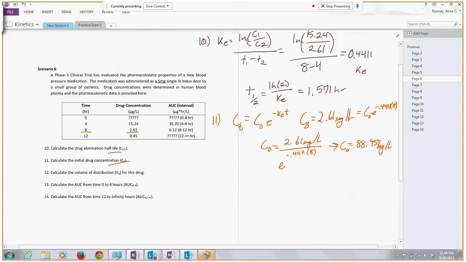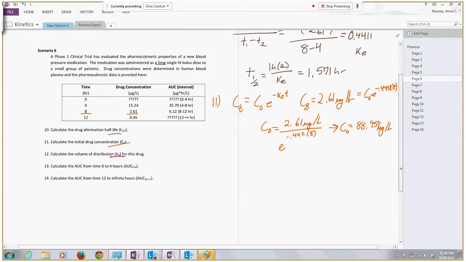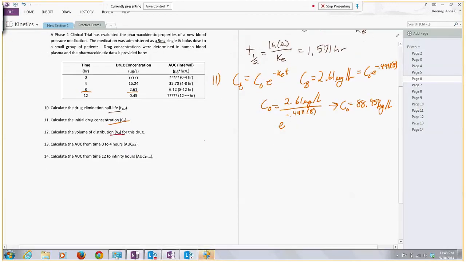Now, let me change colors. Red, we're going to find VD. Sounds like a bad venereal disease, but it's not. It's just volume of distribution. Don't be scared.